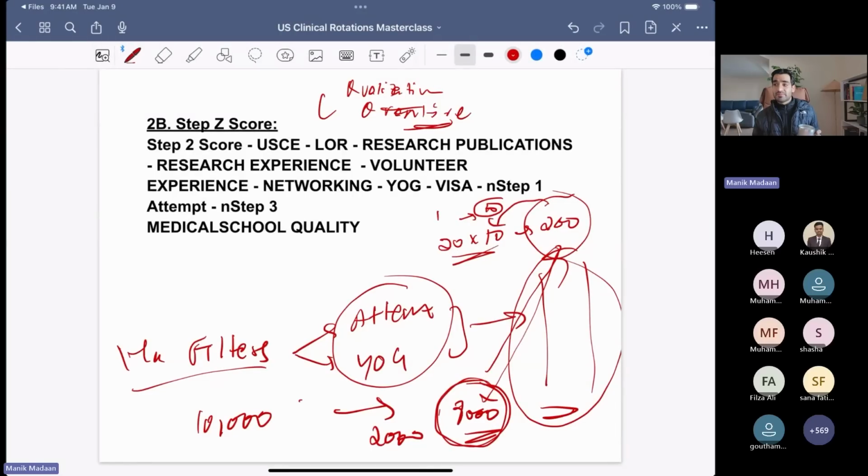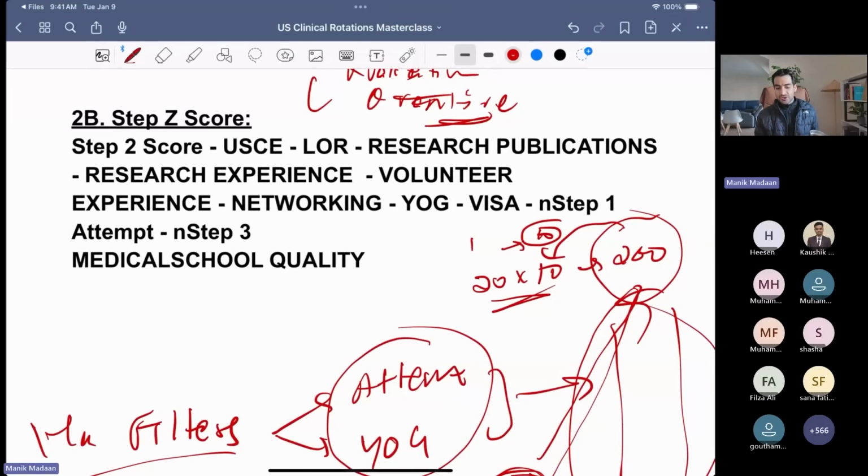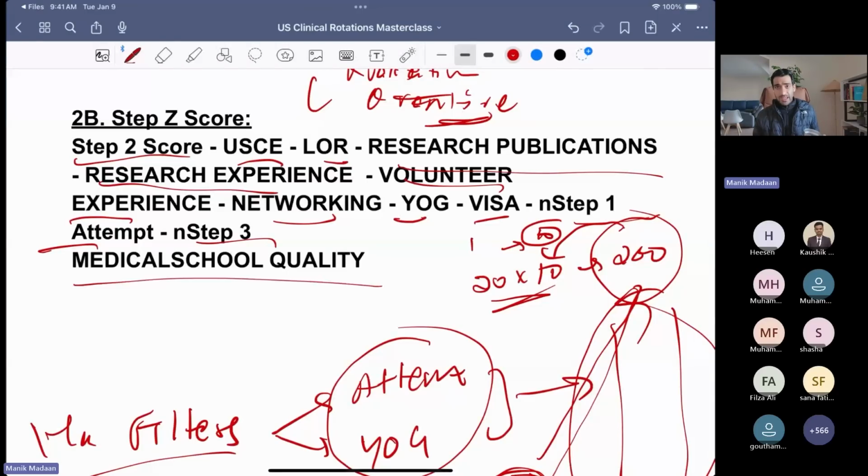And the way to determine that in a quantitative manner is step Z score, right? Which is looking at your step 2 score, and subtracting USCE, LORs, research publications, research experience, volunteer experience, networking, year of graduation, visa requirement, step 1 attempts, step 3, and medical school quality, right? And it's an algorithm that almost all programs use, but it varies based upon what kind of program it is, right? But it's a very great way to look at an applicant in a general manner and predict how well they're going to do in the residency, right?